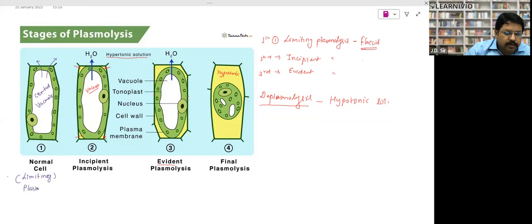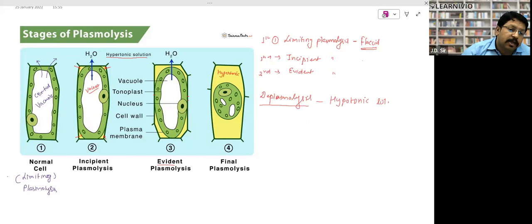Now, what is the next stage? In the next stage, what will happen? The incipient plasmolysis takes place. So what is the incipient plasmolysis? Let me tell you what the incipient plasmolysis is.